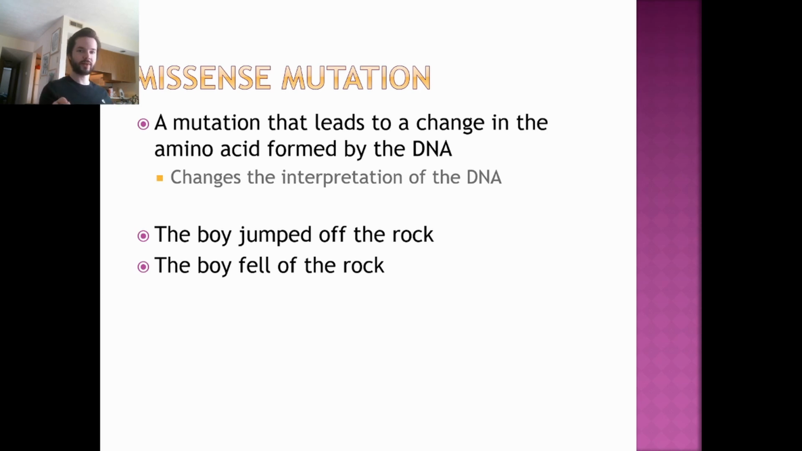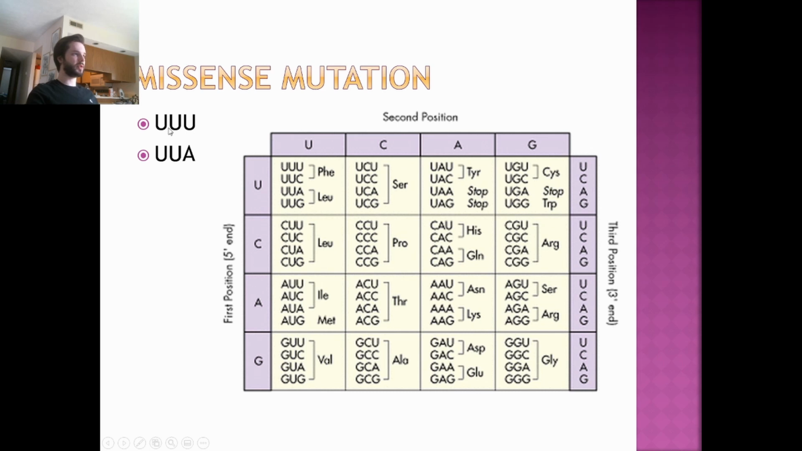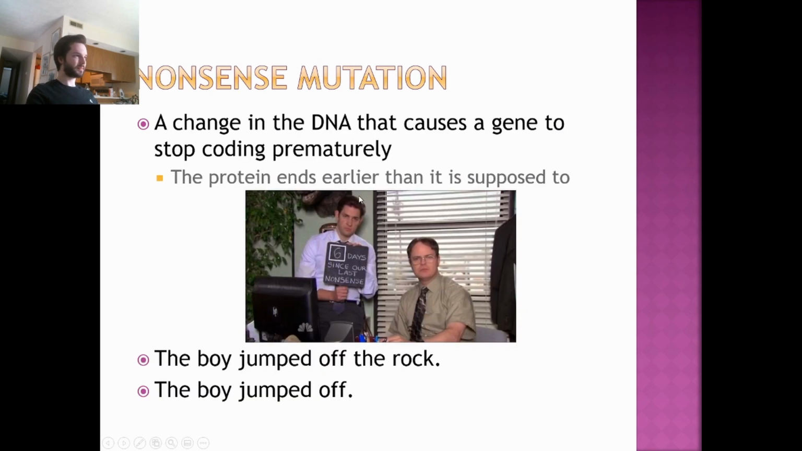That's going to ruin whatever it is that you're making. A very drastic change in whatever it is that you're making. An example of this would be if we did UUU and instead it mutates to UUA. UUA codes for leucine. UUU codes for phenylalanine. These are hard to say. So that will cause a change in what the protein is.